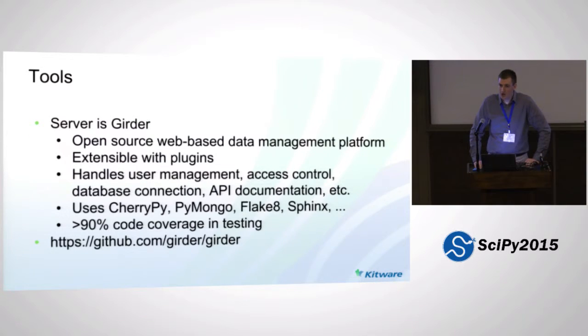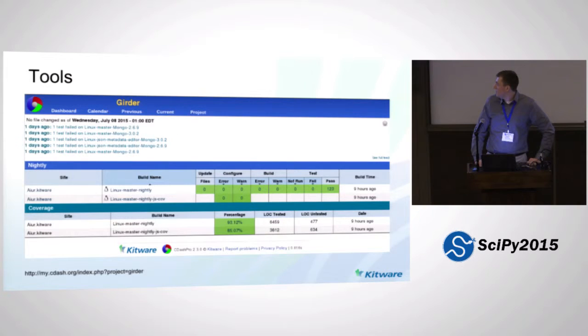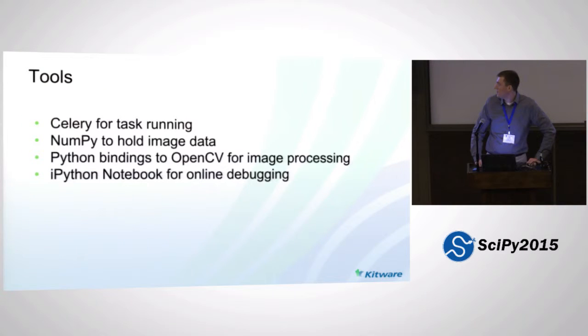The server that we use is Girder. This is a performant web framework for basically large data sets and archives. So it actually comes with a pre-built server that allows you to just install it and start uploading images directly, but it has a fairly sophisticated plugin system that we actually use to do a lot of the customization and the automated tasks. And it uses a number of Python libraries. And actually, it's fairly well tested, has over 90% code coverage.